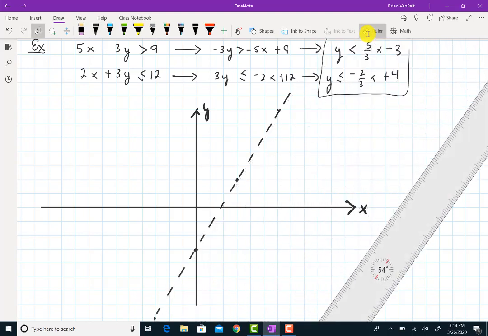Now for the second one, we have negative 2/3 x plus 4. So let me go ahead and put a mark at 4. 1, 2, 3, 4. Oh, bad mistake. I should put my shading in before I do the next line. So let me shade here. It says y needs to be less than that. So I'm going to shade below.